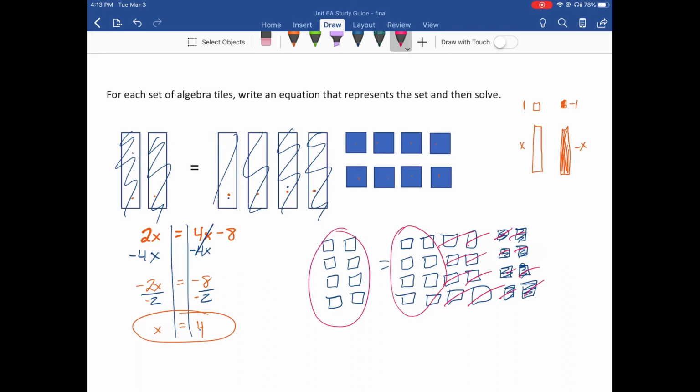Or you can always just plug them into the equation that you found and check it that way. It's really up to you how you want to check your work. There are several different ways, but I know some of us are visual learners, and looking at these algebra tiles down here will be helpful.